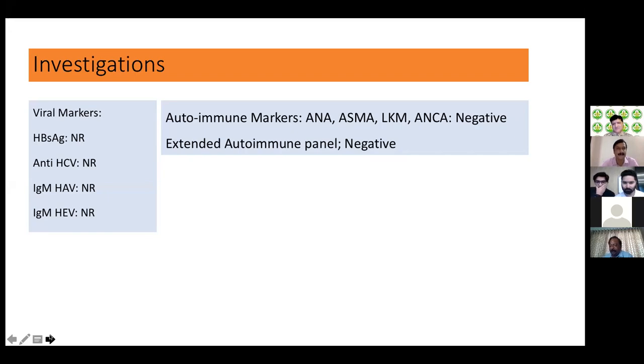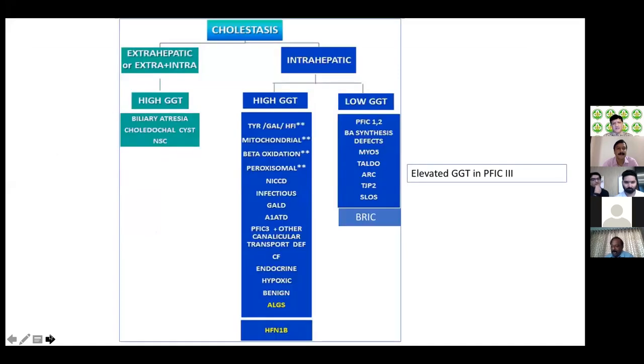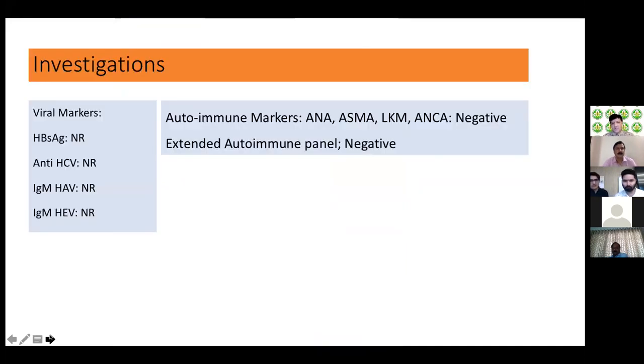Yes, sir. Okay, so Akash, how will you further, Aman, maybe you can take it up. How will you further investigate and reach a conclusion? Because looks like this could be one of the possibilities with intrahepatic cholestasis with normal gamma GT. So with normal gamma GT, it can be BRIC1 and BRIC2, and PFIC is also PFIC1, PFIC2. Are you considering PFIC1, PFIC2 here, or BRIC1 and BRIC2?